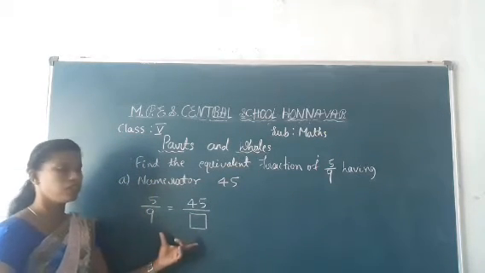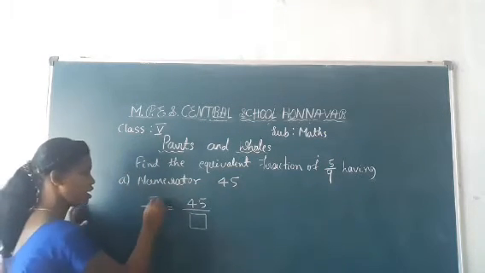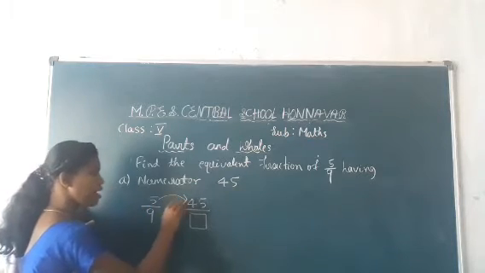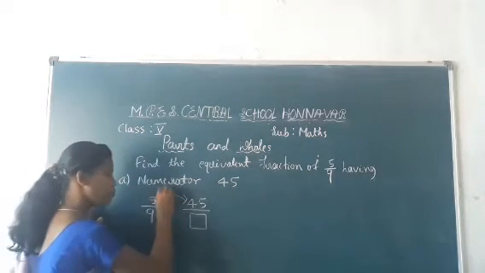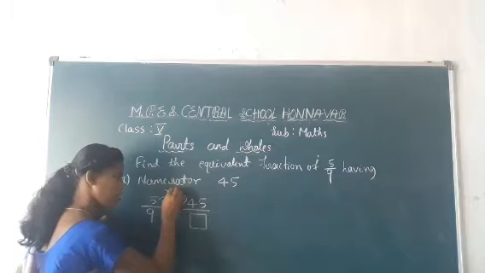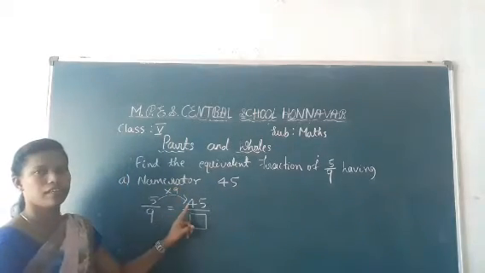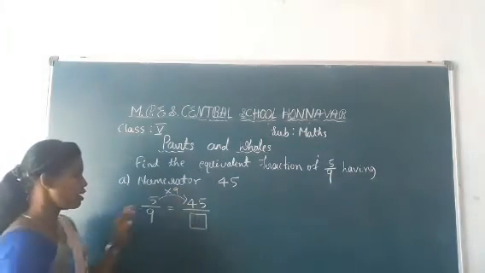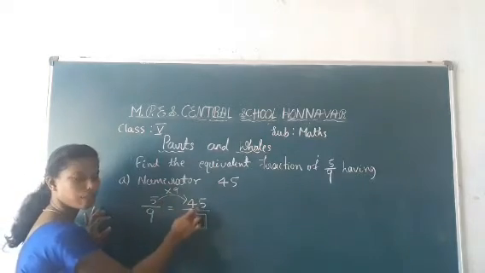For that, what do we do? See here, if you multiply 5/9, what do we get? We get 45. 5 9s are 45.